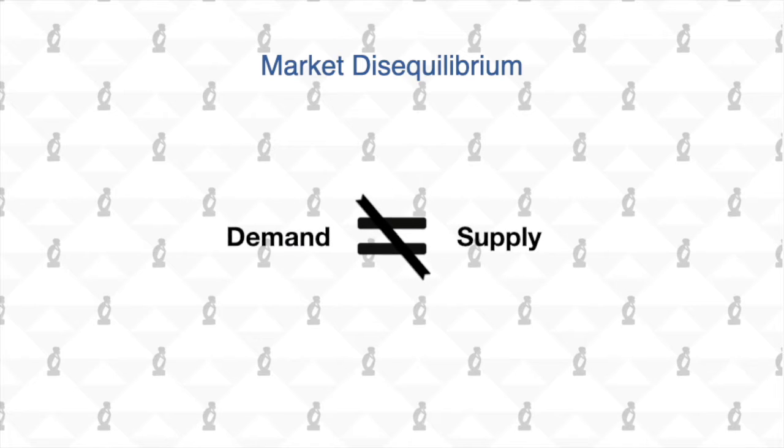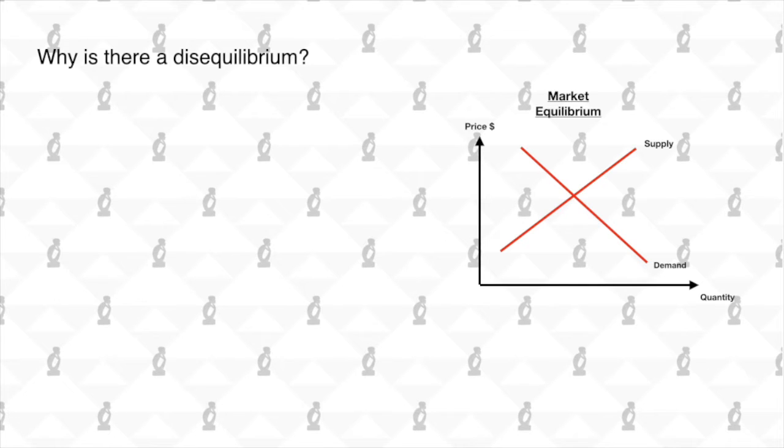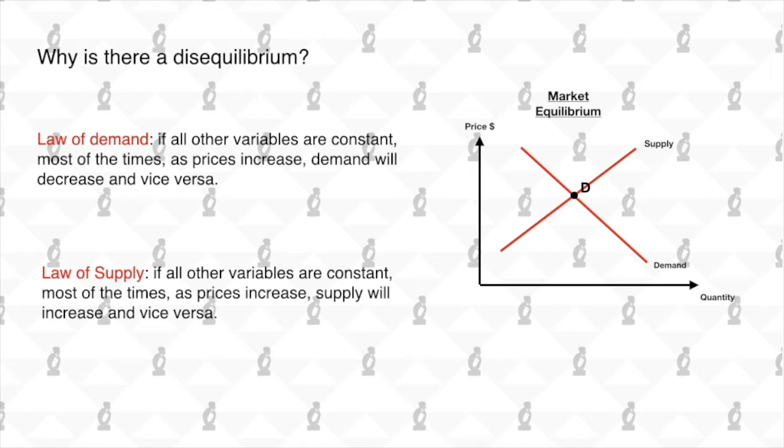A market disequilibrium occurs when the demand and supply quantities are not equal. Why is there a disequilibrium? Remember the law of demand and the law of supply. The law of demand states that if all other variables are constant, most of the times as prices increase, demand will decrease and vice versa. While the law of supply states that if all other variables are constant, most of the times as prices increase, supply will increase and vice versa.